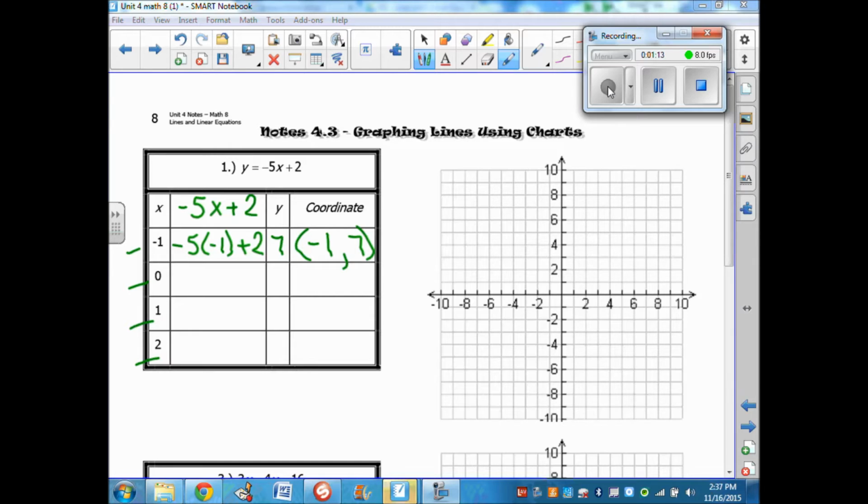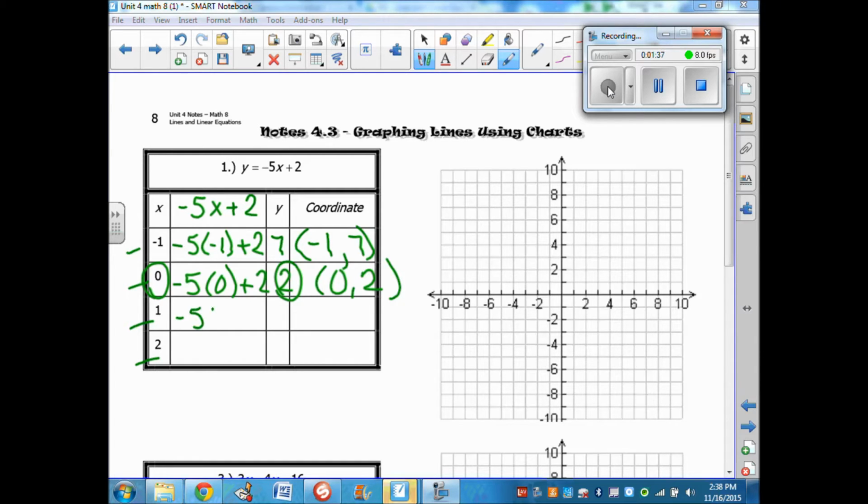Well, what about if I have 0? 0 plus 2. So negative 5 times 0 is 0, plus 2 is 2. Guys, use your calculator if you need to. So what is the coordinate here? 0, 2. So let's put it in parentheses, separated by a comma. We're starting to gather some points, so we're going to be able to plot a nice looking line.